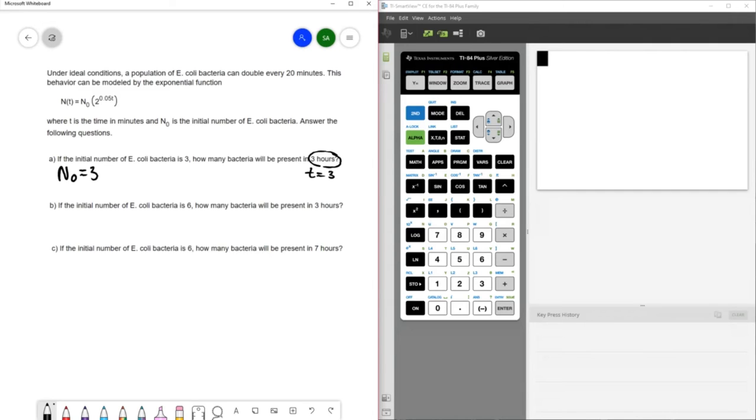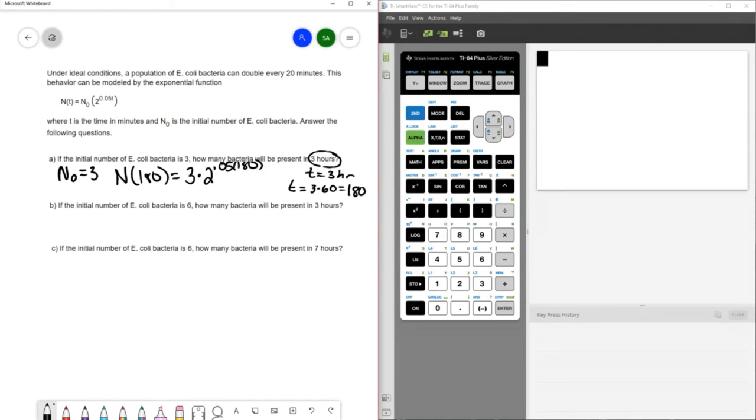So we need to know how many minutes are in 3 hours. We can change hours to minutes by multiplying 3 by 60 to get the number of minutes. So 3 times 60 would be 180. So when we use time in our formula, we want to use it in terms of minutes. So when we substitute in, we'll do N of 180, and that is 3, N naught, the initial amount of bacteria, times 2 to the 0.05 times 180.